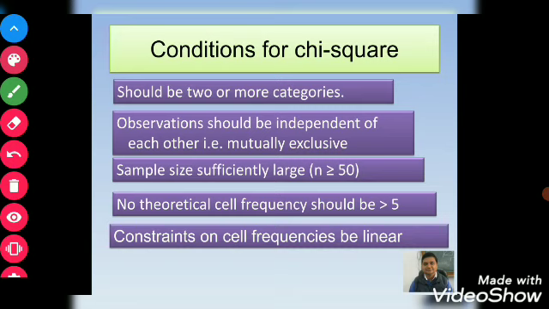Then constraint on cell frequency should be linear. So the cell frequency should be linear. This, just forget it. This is not required for your level. It is always assumed that the summation of observed frequency should be equal to the summation of expected frequency. So expected frequency and observed frequency totals should be equal.